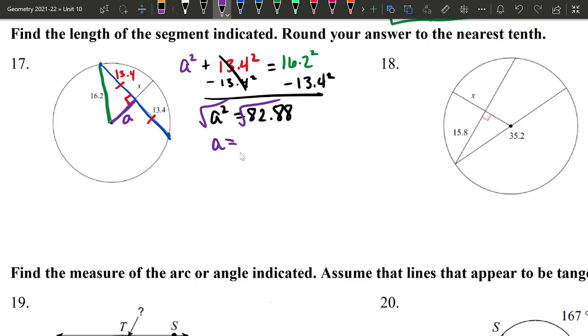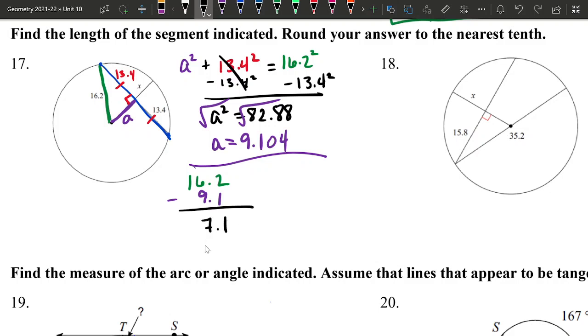And A equals 9.104. And now that I know that, and I know that the radius is 16.2, I can subtract the 9.1, and that will give me the value of x, which is 7.1.